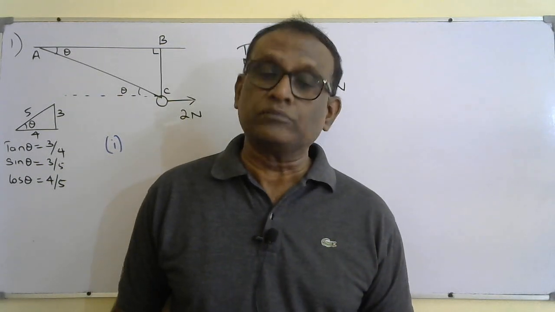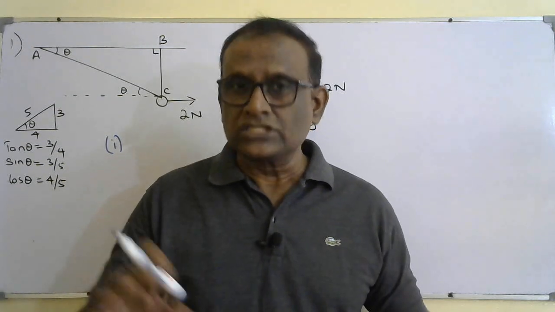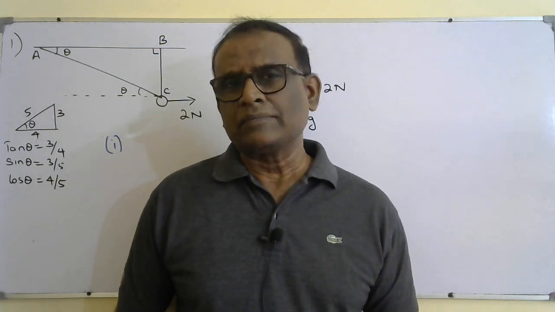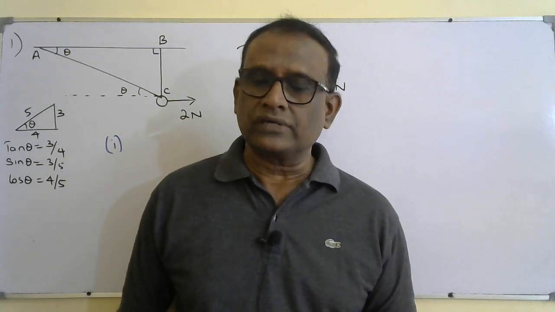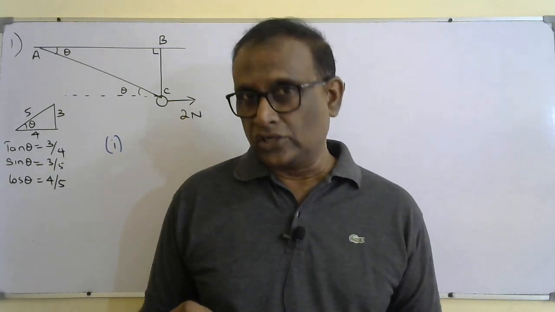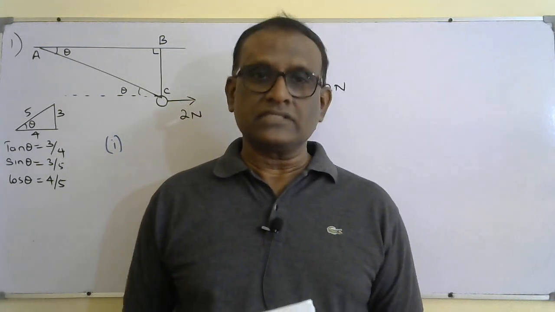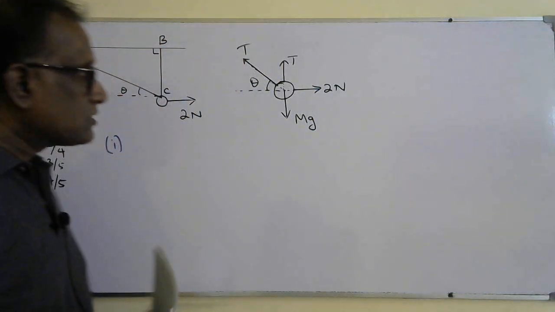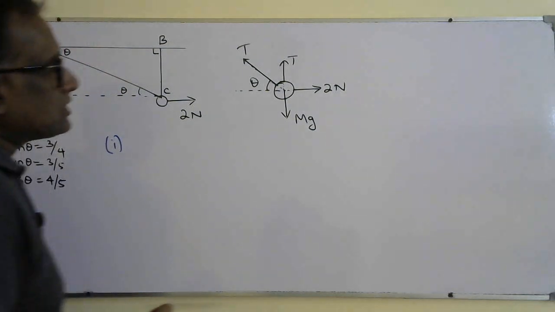But here I don't need to take moment about any point because the given ring is small, the dimension is not well defined. If it is something like a rod resting on 2 supports, there we take the moment also. Here also total moment must be 0, but we are not going to use the principle of moments. When I resolve all the forces in any direction, it must be equal to 0. So first part they asked to find the tension.